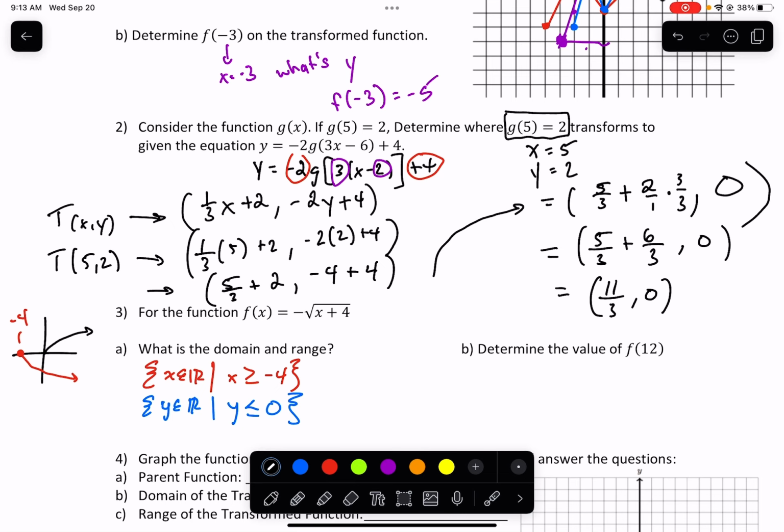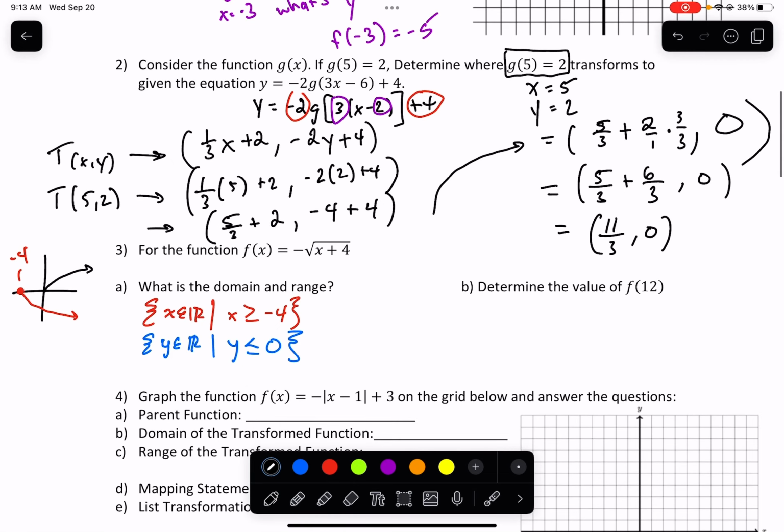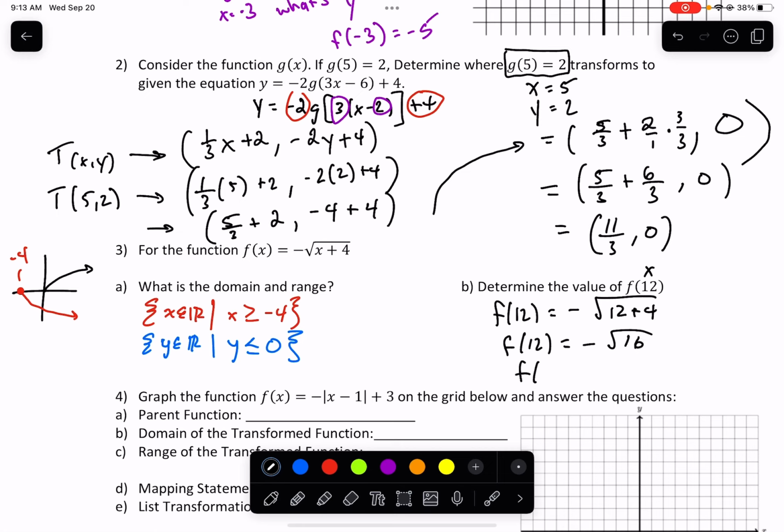So the value of f at 12. So if I'm substituting x is 12, looking for the y value, right? So we're going to get f at 12 is going to equal 12 plus 4. F at 12 is going to equal the negative square root of 16, -4. Okay, everybody okay?